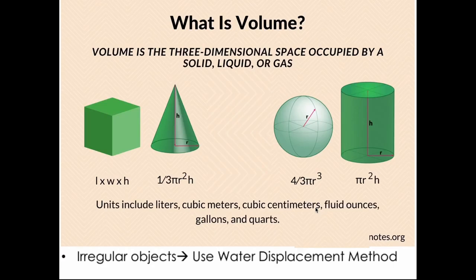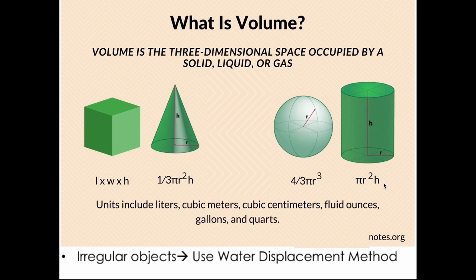You can pause in this slide and take down notes. Volume is the three-dimensional space occupied by solid, liquid, or gas. Here we have a cube. To measure the volume of a cube, we can use this formula wherein we multiply length times width times height. Volume of a cone would be 1/3 pi r squared h. The formula for a sphere would be 4/3 pi r cubed. Formula for a cylinder would be pi r squared h.